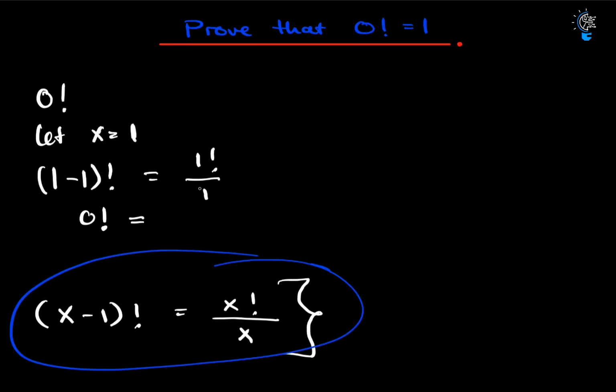And this will be equal to 1 factorial. We know that it's equal to 1. It will be equal to 1 over 1, which is equal to 1. So that's how you prove that 0 factorial is equal to 1.